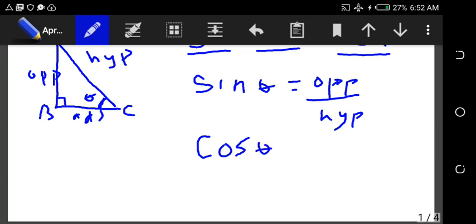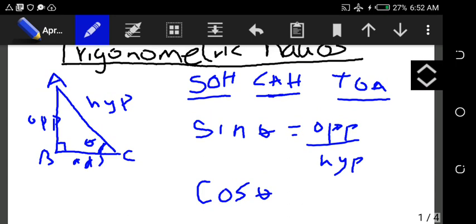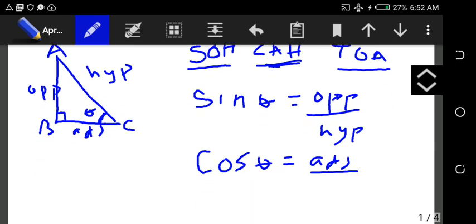Now for cos theta, C for cos is equal to A, the adjacent, so cos theta will be the adjacent side over H, which is our hypotenuse. All right, so this is what SOHCAHTOA means, that cos theta is equal to the adjacent, A for adjacent, over H for hypotenuse.